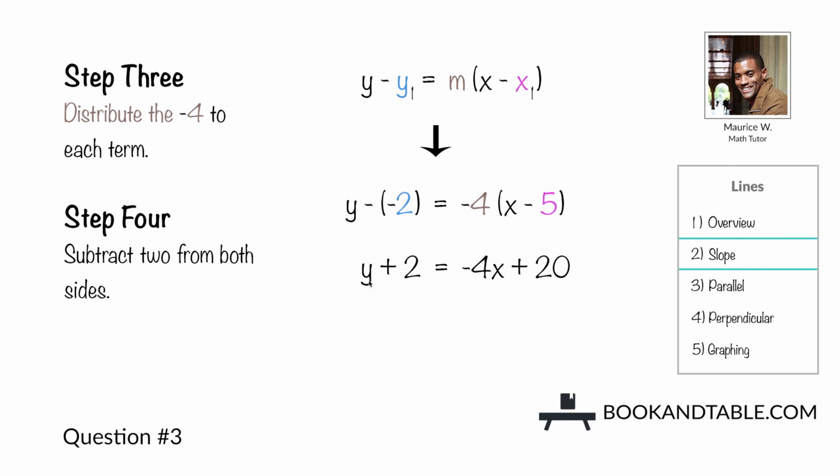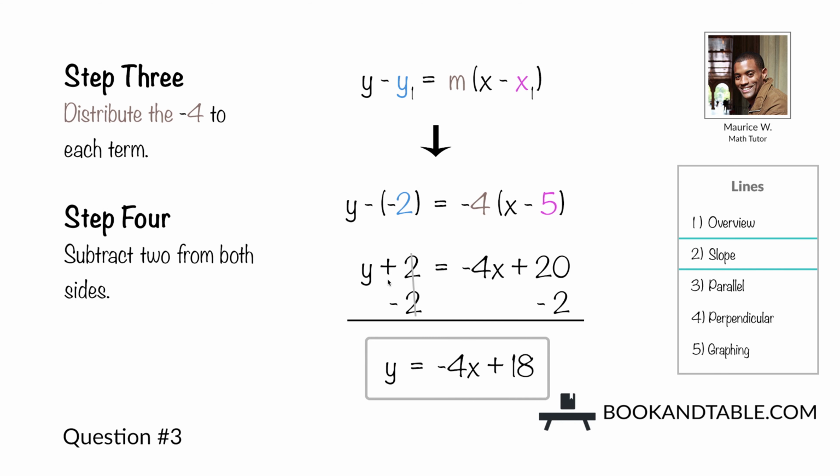To isolate y, we want to negate the positive 2 by subtracting 2 from both sides, leaving you with y is equal to negative 4x plus 18. 20 minus 2 would give us positive 18.